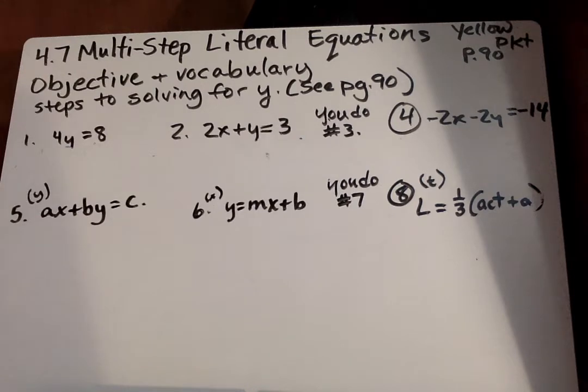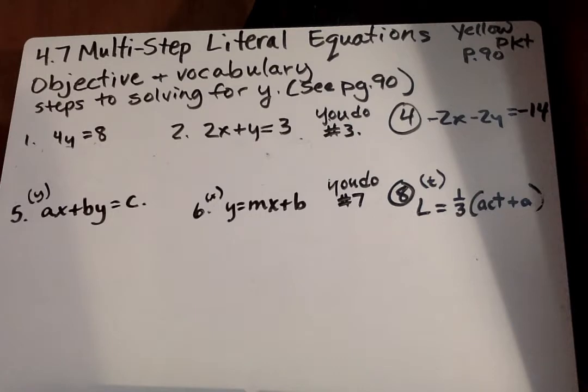Hello students, today we will be going over 4.7 multi-step literal equations. This is page 90 in your yellow packet. There's the objective there: I can solve literal equations that involve numeric constants and coefficients to highlight a variable of interest. We have vocabulary there that should be reviewed from 8th grade: linear equation, slope-intercept form, and standard form.